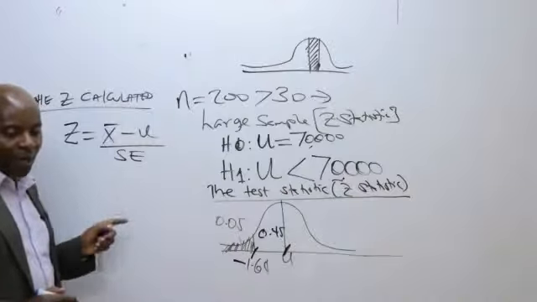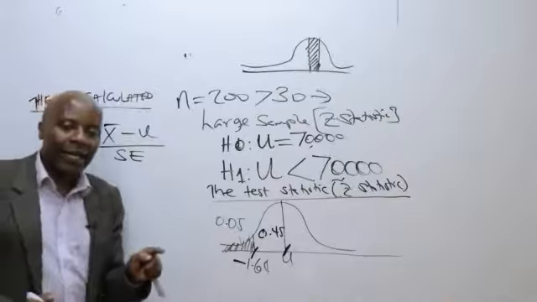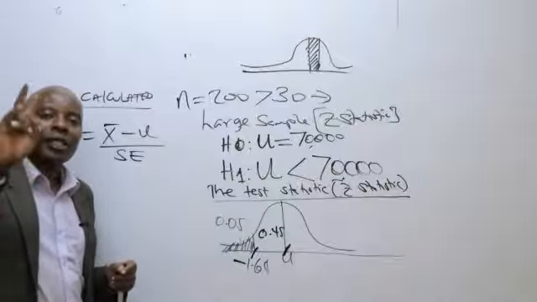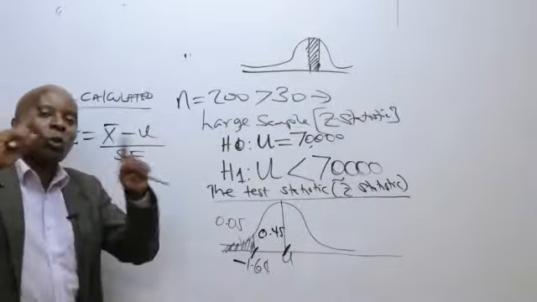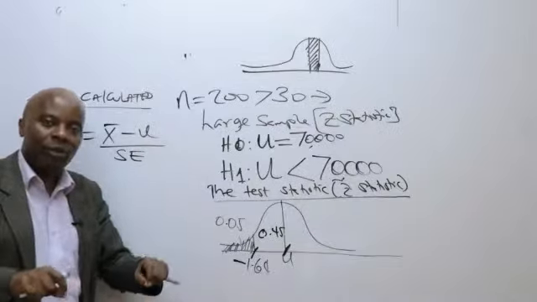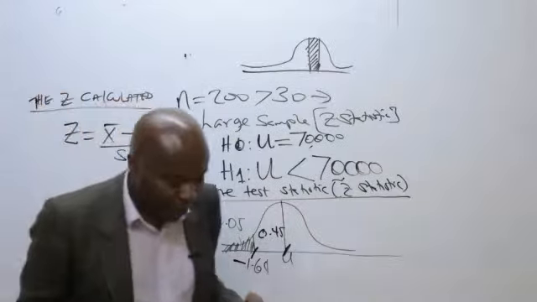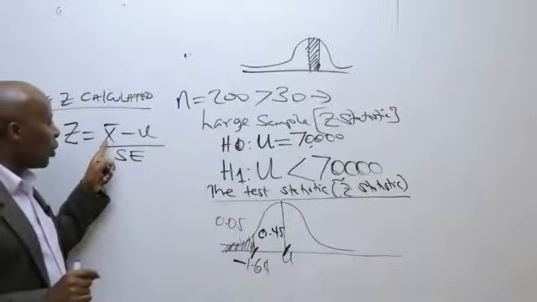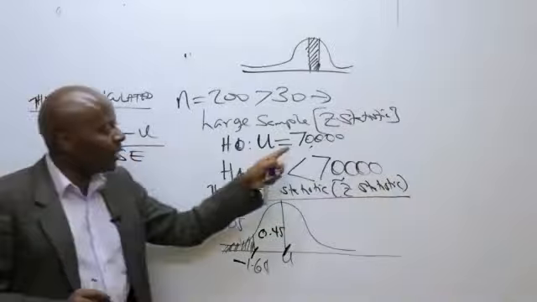Now, this great lady has gone ahead and did some sampling. She sampled out 200 accounts, quite a big sample, and out of the 200 accounts she got a mean receipt of 66,000. So the sample mean is 66,000, and the population mean is 70,000.